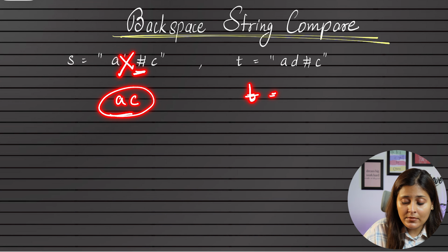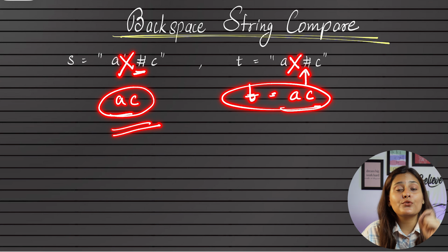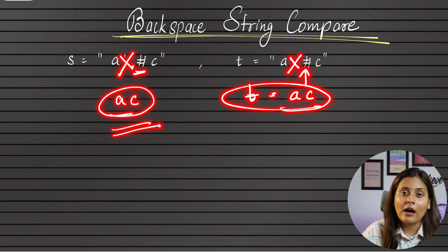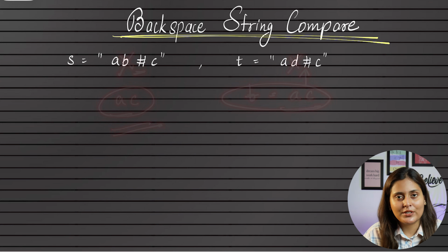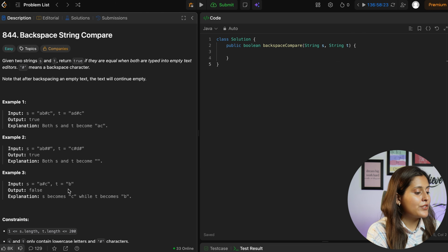Similarly, if you do the same in the T string, obviously the hashtag will delete this D and it will also become AC. And as you can see, this AC and S, both strings are similar, meaning you have to return true. If not, then you have to return false. Very simple. But let's read the constraint.